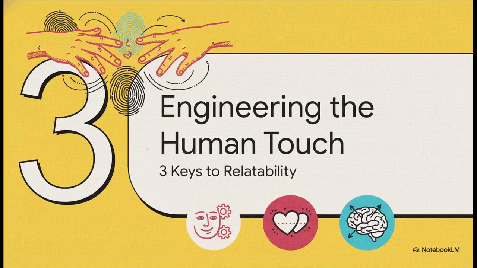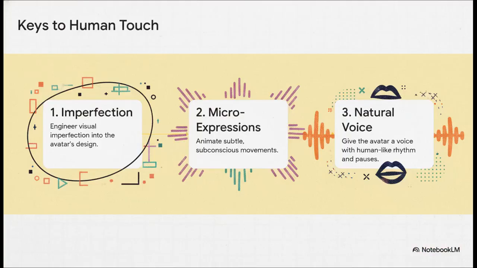Okay, so we get it. Imperfection is good. But how do we actually do that? How do we purposefully engineer that human touch to build a real connection? It really all comes down to three key things. These are the three pillars. It's that simple. First, you have to literally build imperfection into the design. Second, you bring it to life with all those tiny subconscious movements. And third, you have to give it a voice that sounds like a person, not a machine reading a script.